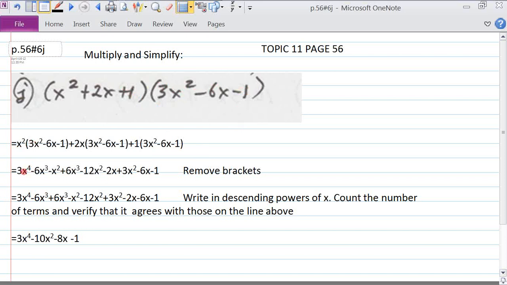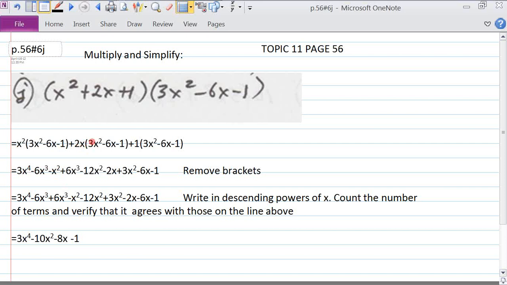X squared times 3x squared gives us 3x to the power 4. X squared times minus 6x gives us minus 6x cubed. And x squared times minus 1 gives us minus x squared. So this is using the distributive rule on the first bracket. We get this term, this term, this term. Now we're going to use the distributive rule on the second bracket here.